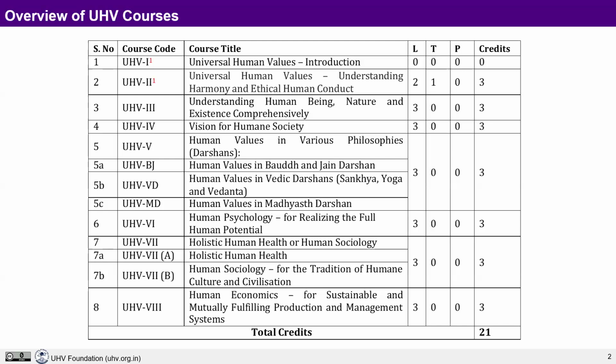Then UHV-V is Human Values in Various Philosophies, in which we have three courses in the basket. One is Human Values in Bauddha and Jain Darshan. Then Human Values in Vedic Darshan, where we primarily talk about Sankhya, Yoga, and Vedanta Darshan. And then Human Values in Madhyas Darshan. We already have the textbook in Hindi for Human Values in Madhyas Darshan, and we are in the process of developing a book for Bauddha and Jain Darshan as well as Vedic Darshan.